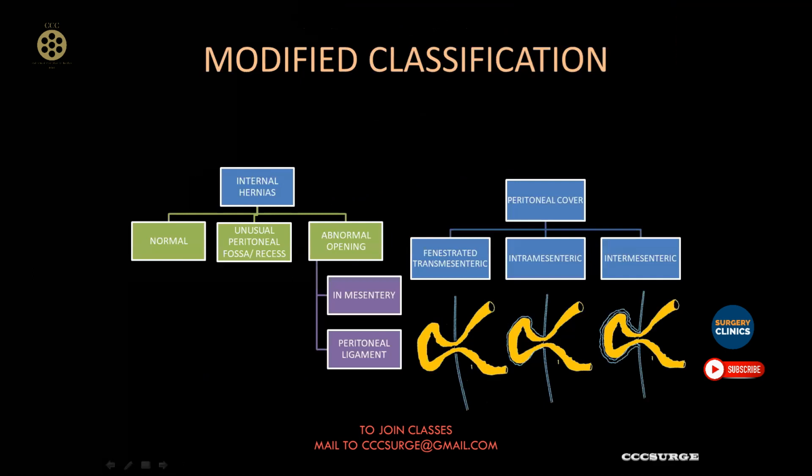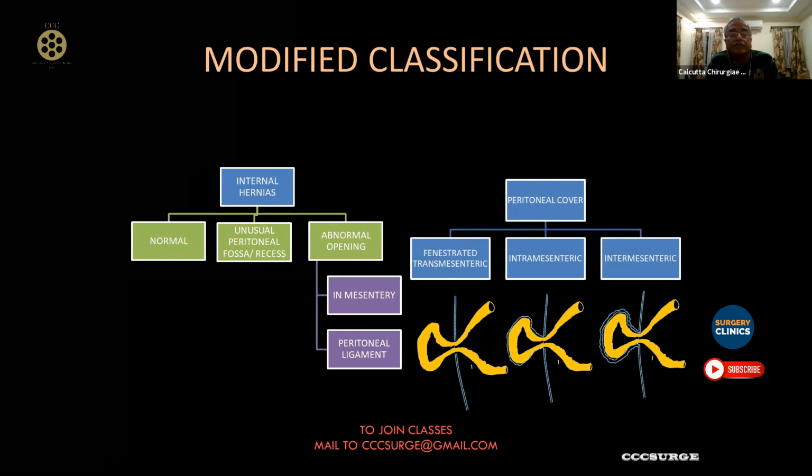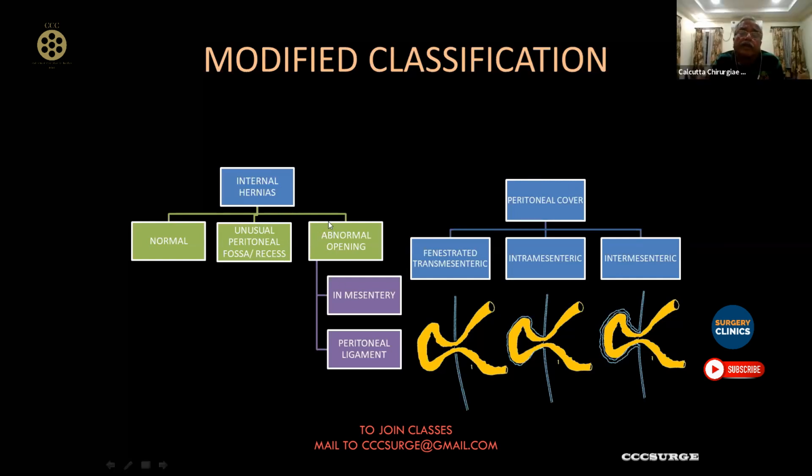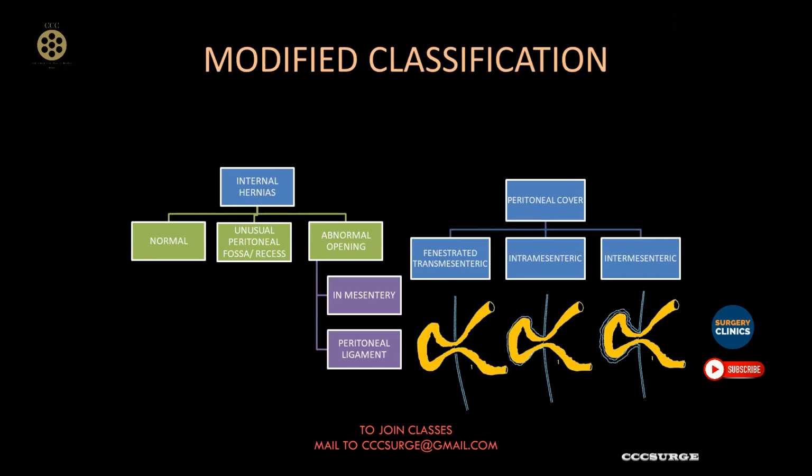Any questions? Okay. They said internal hernias can be through normal orifices. We have one normal orifice, that's the foramen of Winslow. You can have unusual peritoneal fossas or recesses, which means rotation of the intestine, and you'll end up with unusual peritoneal fossas and recesses. Or you have abnormal openings in the mesentery or in a peritoneal ligament. I personally don't find a lot of difference between that, but there we are. That is the classification that this article has suggested.